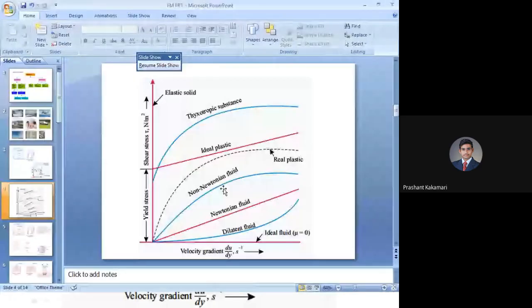So similarly here, if it is not proportional to velocity gradient or the shear stress, then what will happen? This will behave like a non-Newtonian fluid. Then we have thixotropic substance, which is nothing but a jelly-like substance. The example you can take is sauce in the home. It is not completely in the liquid state or completely in the solid state, but in between. So that will behave like this. It's not directly proportional, but it is curvilinear.